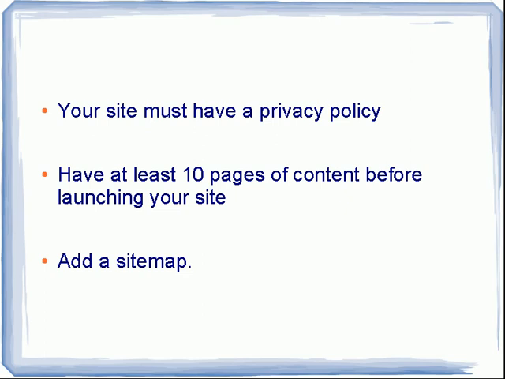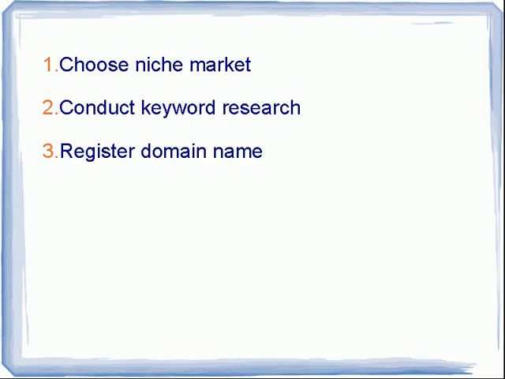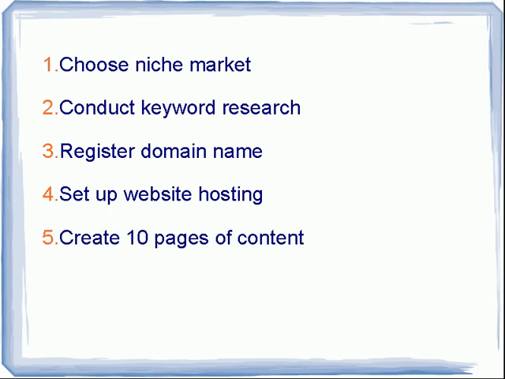Now, here is my quick-step website setup process. Step 1. I choose my niche market. Step 2. I conduct keyword research using Google's utility. Step 3 is to register a domain name with relevant keywords. Step 4 is to set up hosting for my website. Step 5 is to create 10 pages of content using articles that incorporate relevant keywords derived from my keyword research.